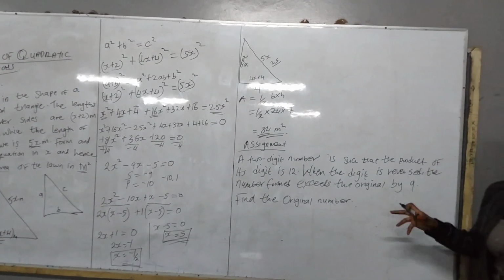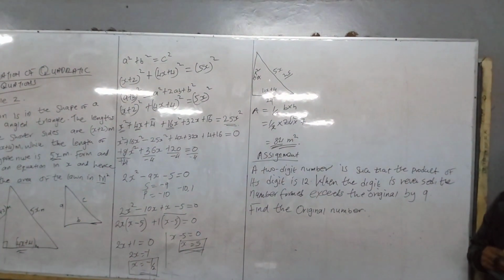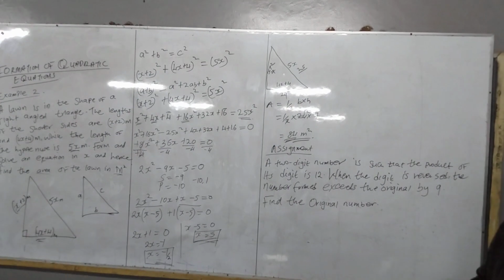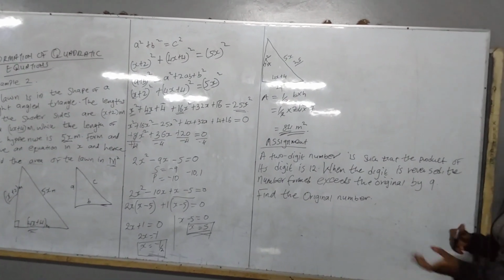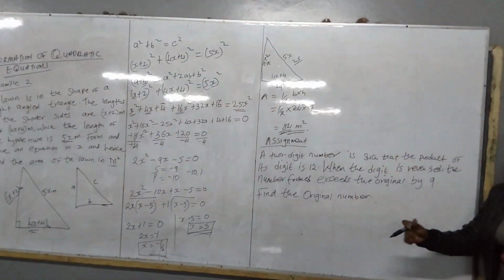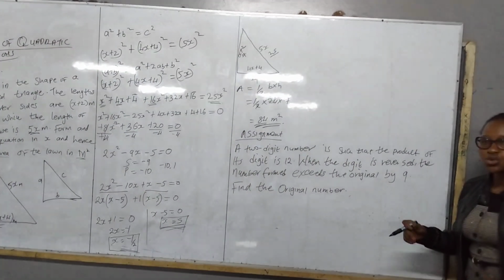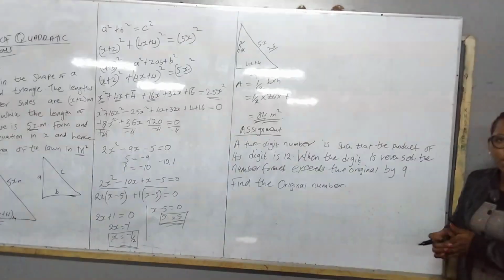Okay, that is our assignment for today. If it is somehow difficult for you, maybe you can have a friend try to form that quadratic equation, to get those two possible numbers.